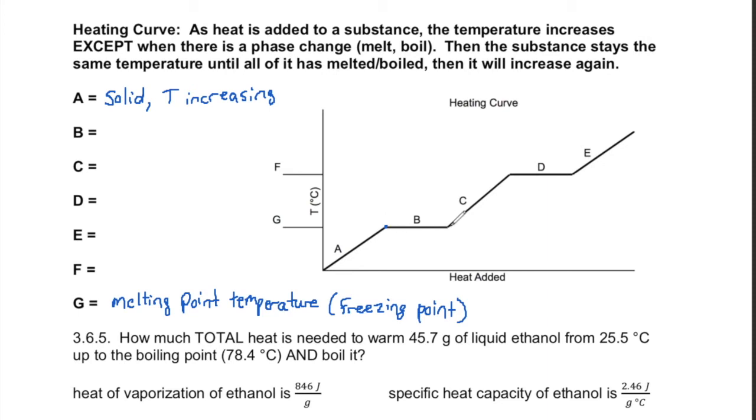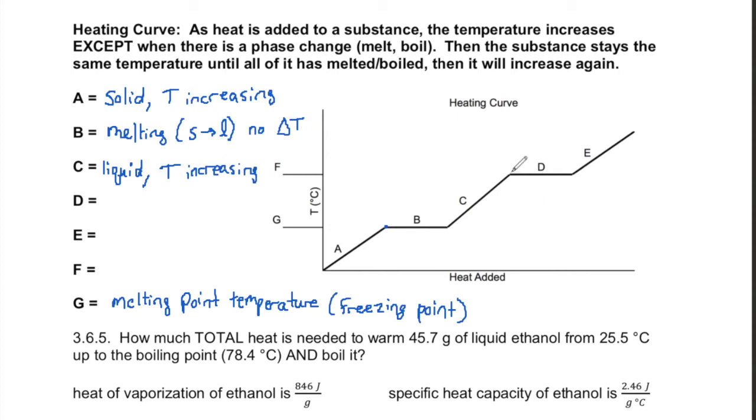Once all that heat has been added to melt the substance that is solid, then the substance is liquid. And if you add more heat, the temperature of that liquid will increase. So B is where the solid is melting. So we're going from solid to liquid, and there's no temperature change. So we'll call this delta T for a temperature change. There's no change in temperature. And C, we have a liquid, and the heat is making the temperature increase.